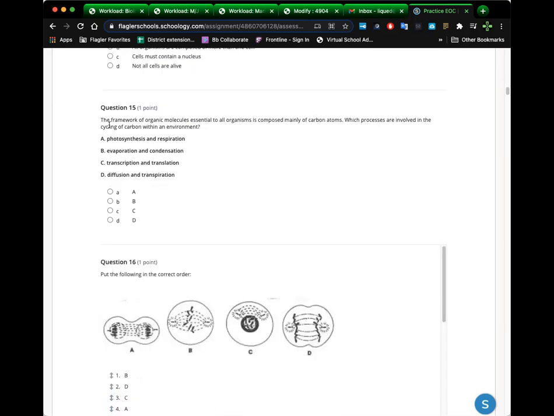All right, which processes are involved in the cycling of carbon? So really, we're talking about carbon dioxide most of the time.